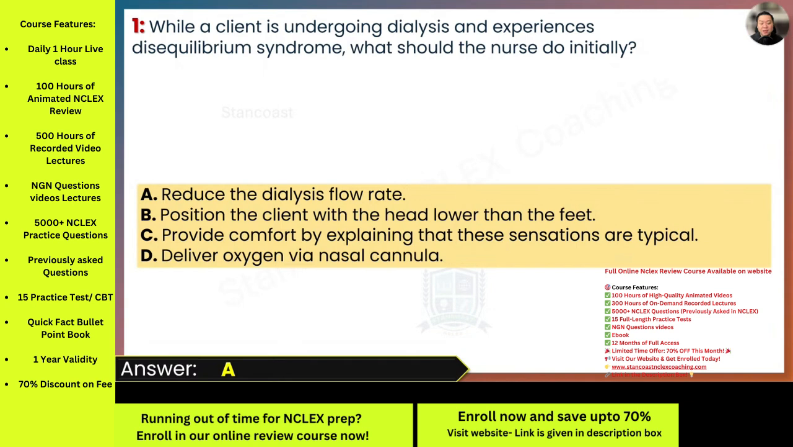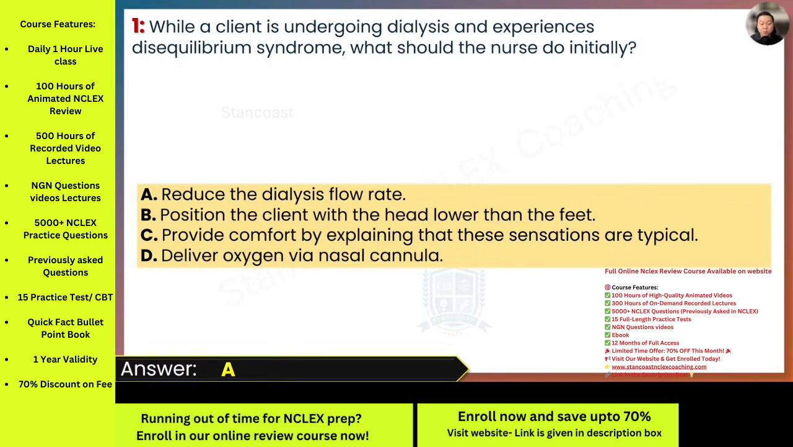Letter D, deliver oxygen via nasal cannula, is also incorrect. We know that oxygen therapy is going to help in many other situations, but this will not address the root cause of the disequilibrium syndrome, because our issue is not about hypoxia, but rather the rapid osmotic shifts which caused the brain swelling. And oxygen alone won't resolve that issue.